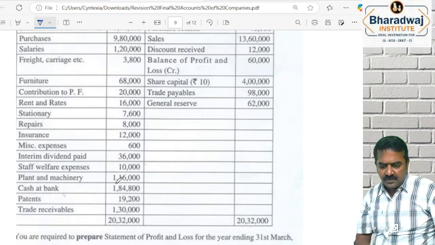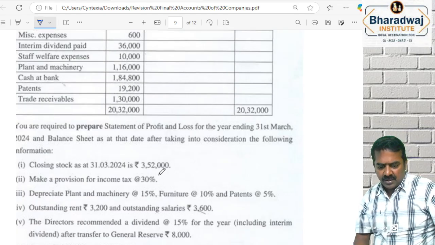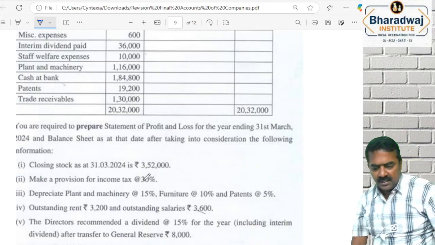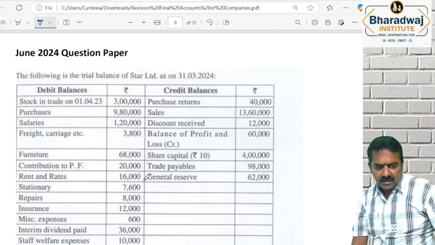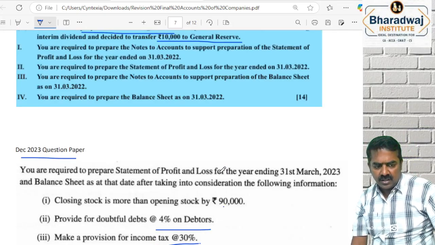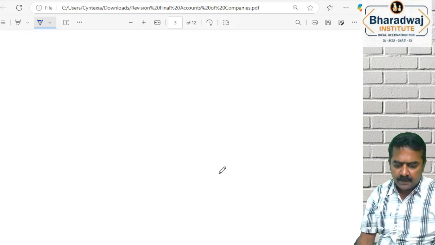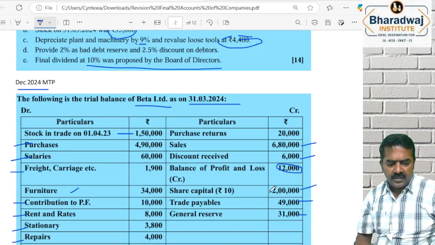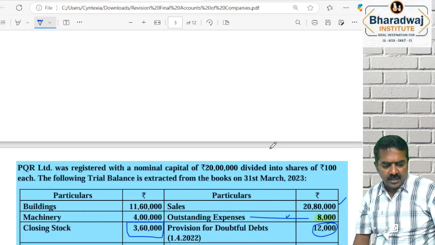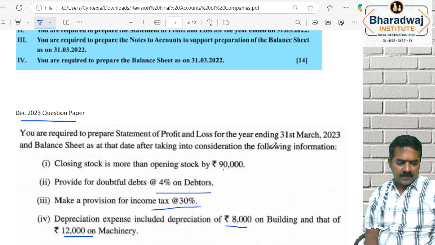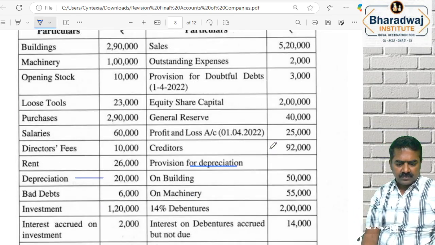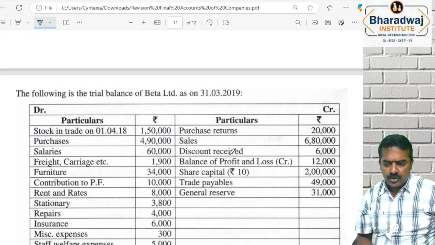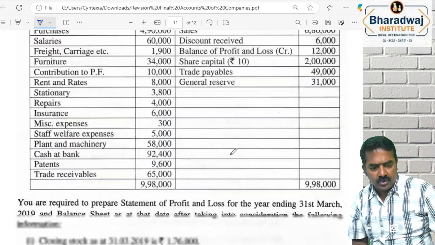Interim dividend paid, staff welfare expenses. It will be the same. Outstanding rent and salary will be added to expenses. Only, stock here is 3 lakhs, see how much it is here. I hope all the amounts here are half the amounts. Check it. So these two questions you can try at home.